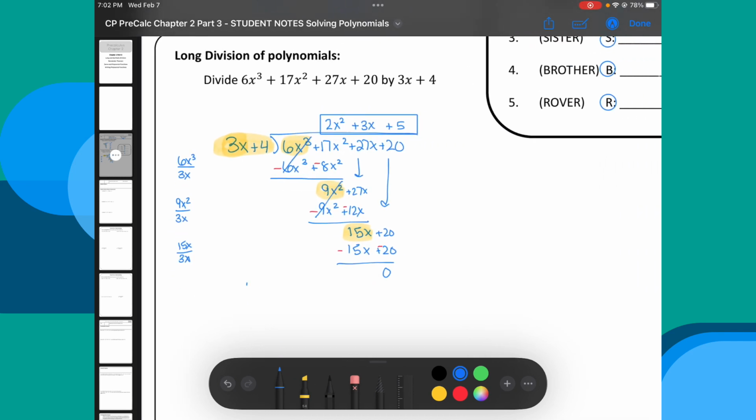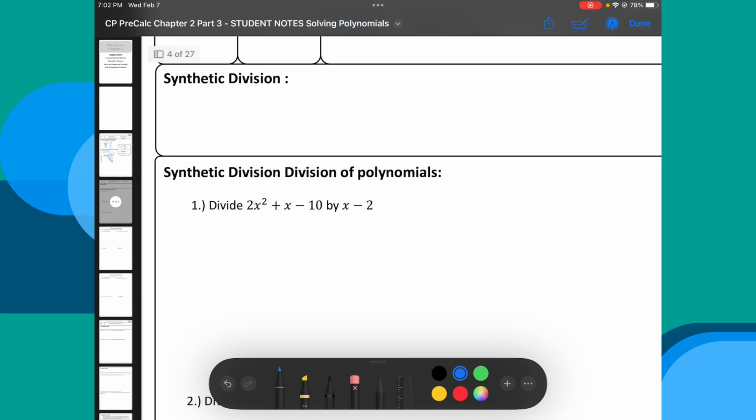Long division is something that you definitely want to practice. Now there is a shortcut to division called synthetic division.